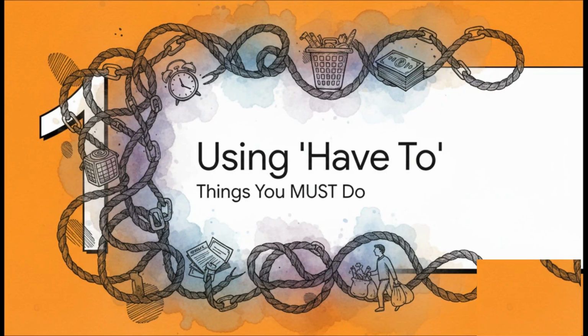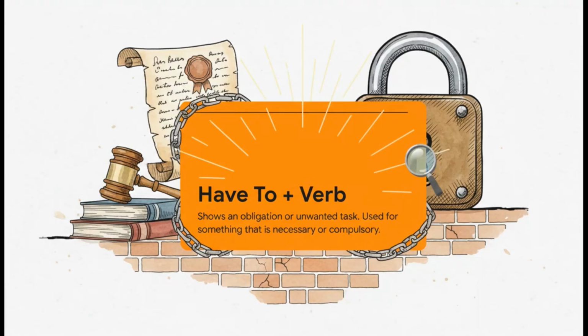I want you to think of this as your must-do phrase. It's for all those things in life that you just gotta do, whether it's because of a rule, a schedule, or just a situation. So, whenever you use have to, you're talking about an obligation. That just means you don't really have a choice in the matter. It's something that's necessary, and it usually comes from an outside force, like your job, your school, or your parents.